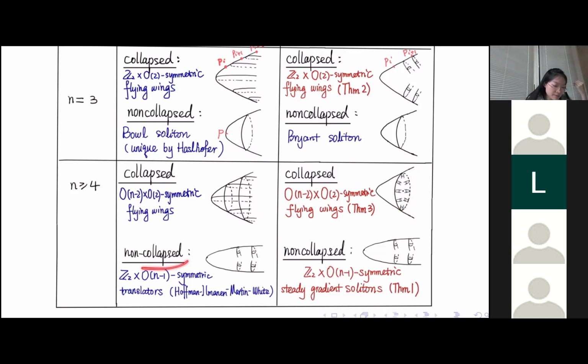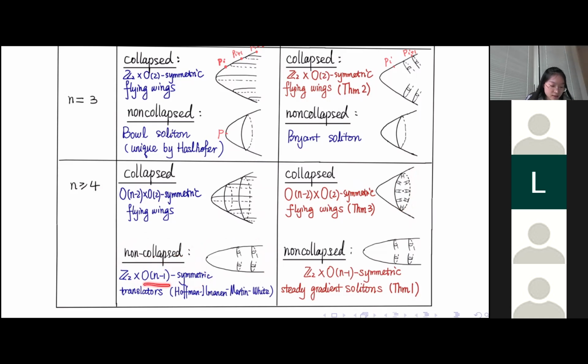And in the non-collapsed case, on this side, for mean curvature flow, you have these Z2 cross O(n-1) symmetric translators, which were also constructed by Hoffman, Ilmanen, Martín and White. So here is how this translator looks. So first, they are Z2 symmetric, so you can reflect this soliton and still get itself.